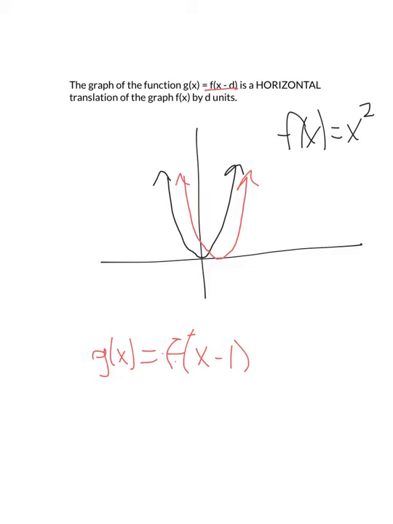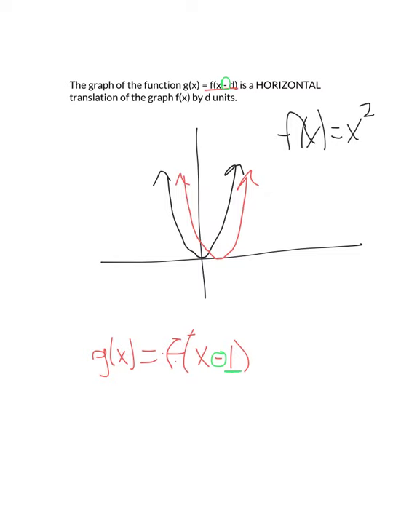And that is because of this x minus d that we have up here in the original equation. So really, this d value is only a positive 1 because the negative that I see here is just part of the equation. So really my d value is a positive 1, which does mean a shift to the right. So even though it looks negative, it's positive.